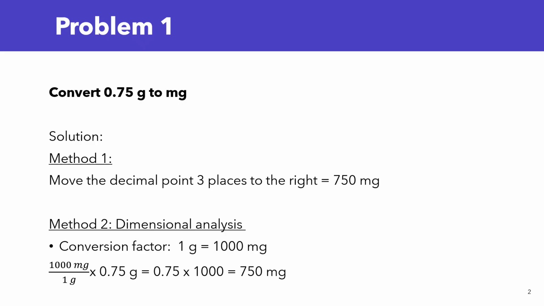There's a longer way to do this. You can use dimensional analysis and the conversion factor. The conversion factor here is 1 gram equals 1,000 milligrams. So you set it up in such a way that the unwanted units cancel out and you're left with the desired unit. You'll have 1,000 milligrams over 1 gram times 0.75 grams. The grams cancel out, and you'll have 0.75 times 1,000, and that's 750 milligrams. So both ways you get the same answer.